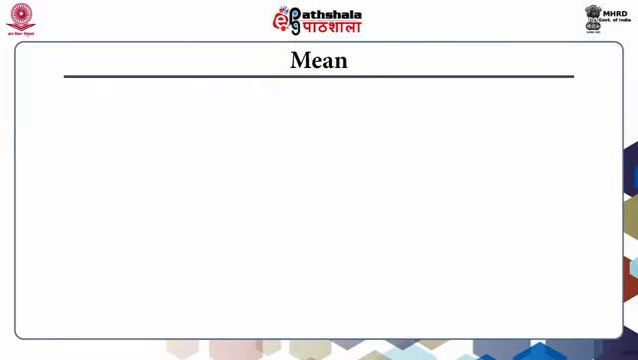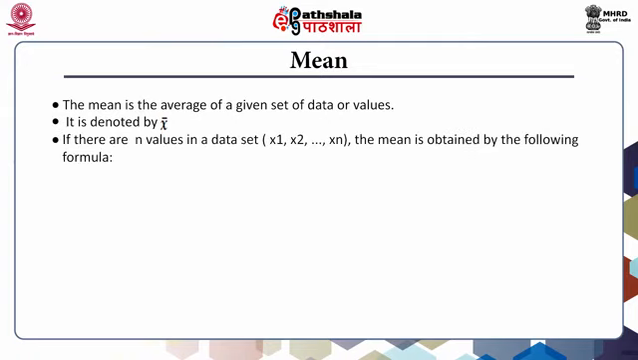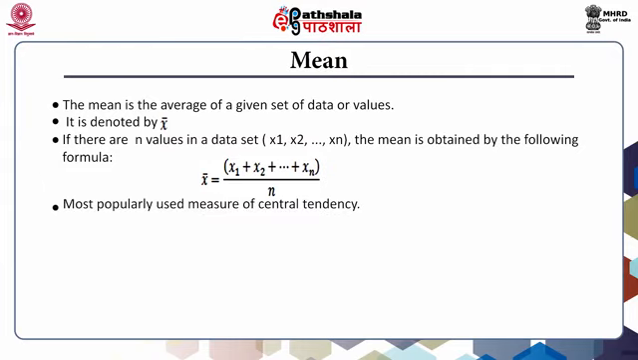The mean. Mean is the average of a set of data or values. Sum of all the data values divided by the total number of values in the data set gives the mean. It is denoted by x bar generally. If there are n values in the data set ranging from x1, x2 till xn, the mean is obtained by the formula given below, where n is the total number of values in the data set. It is the most popularly used measure of central tendency.